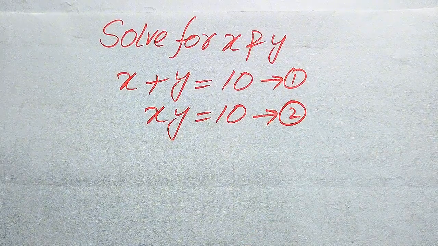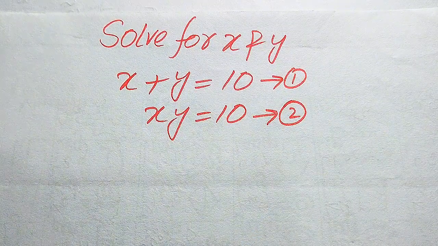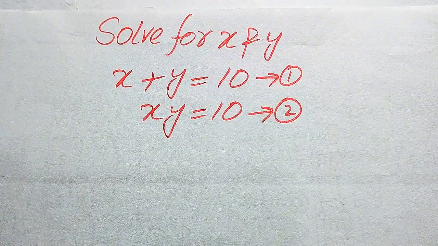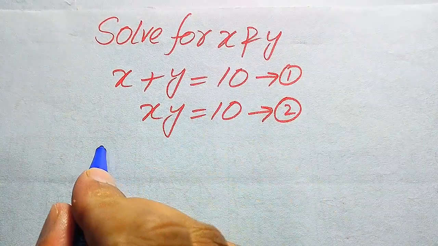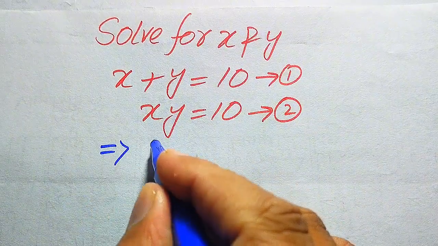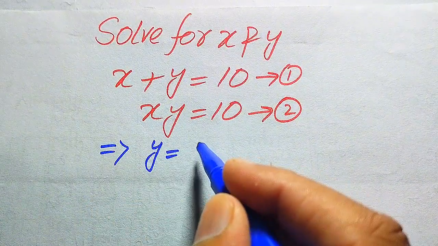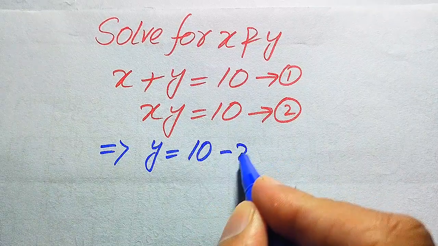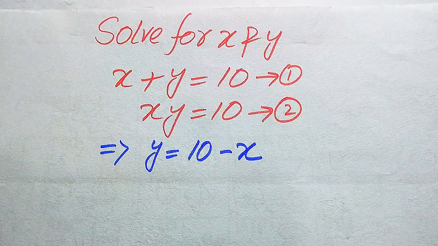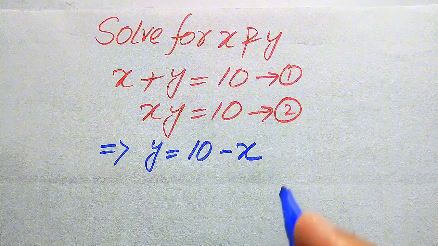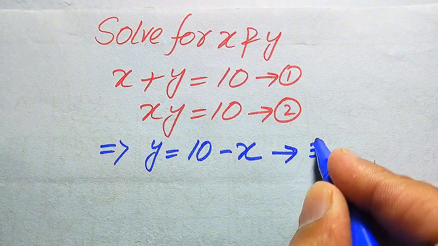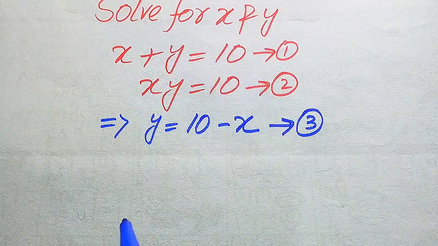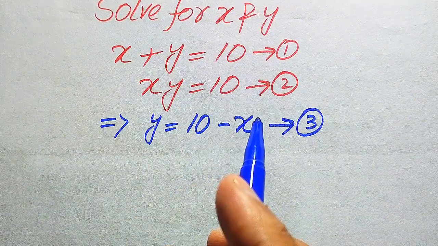Now here first we need to focus on equation number 1, and from equation number 1 we move this x to the right hand side and it will be written as y equals 10, and this is positive x. When we move it into the right hand side it becomes negative x. So here we call this our equation number 3, and further in the next step we need equation number 2.